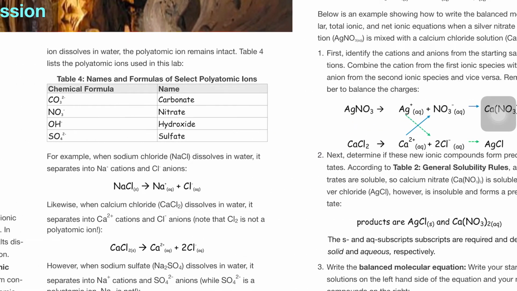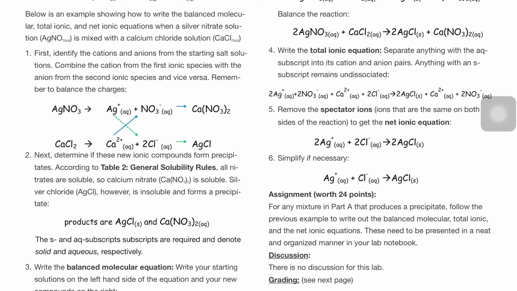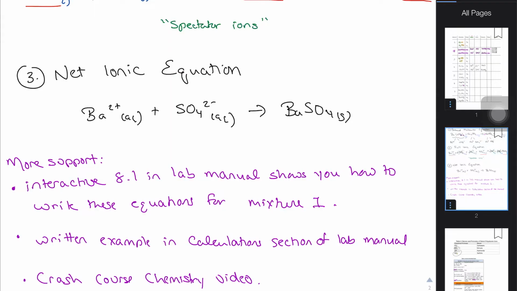I would maybe try it on your own and then follow the written instructions and see if you did it correctly. But I think you're going to be in pretty good shape at this point.